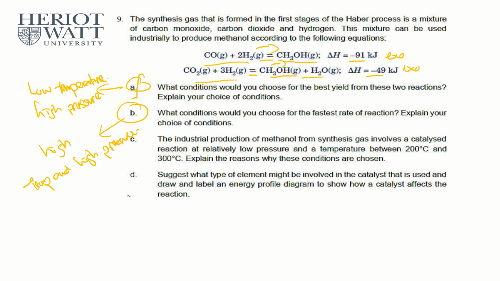Alright, that's for B. Now, the industrial production of methanol from the synthesis gas is a catalyzed reaction at low pressure and a temperature between 200 and 300. Explain the reason why these conditions are chosen. Why low pressure, guys? Why low pressure and a reasonably low temperature? Why is it low pressure and quite a low temperature compared to what we deduced?